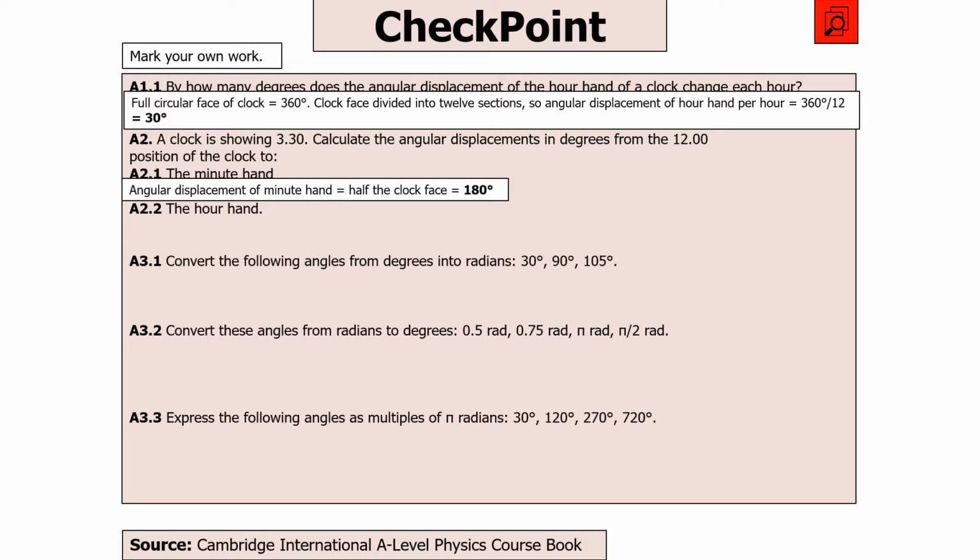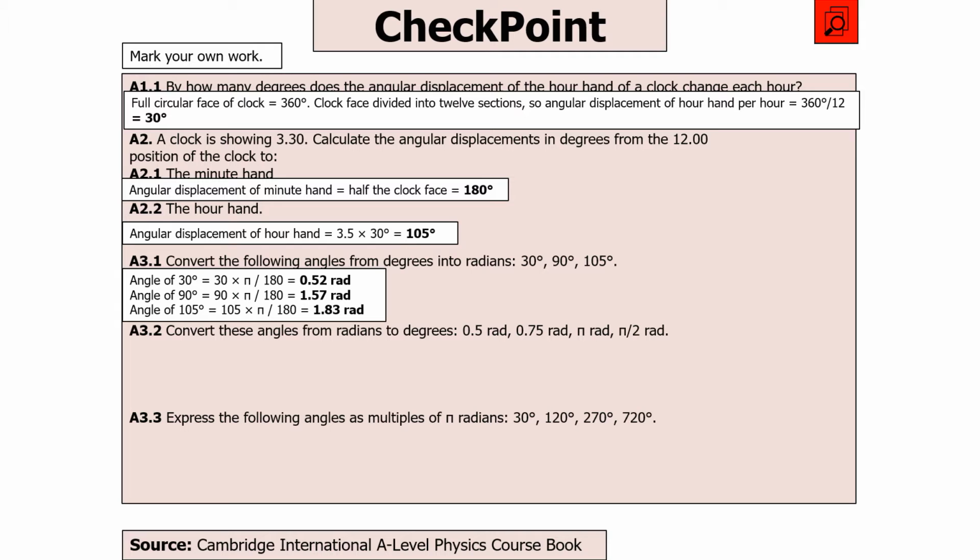And for the hour hand, it's going to be 30 degrees per hour, because it's moving across like that, but it's going to be 3.5 hours of the 30 degrees, because each hour gives you a 30 degree angular displacement or change, so it's 105 degrees. Again, to change from degrees into radians, you times your angle in degrees by pi over 180. So you're going to get 0.52 radians, 1.57 radians, 1.83 radians.